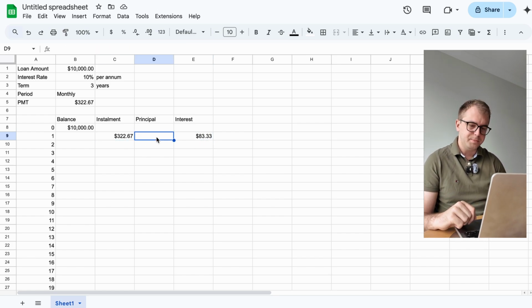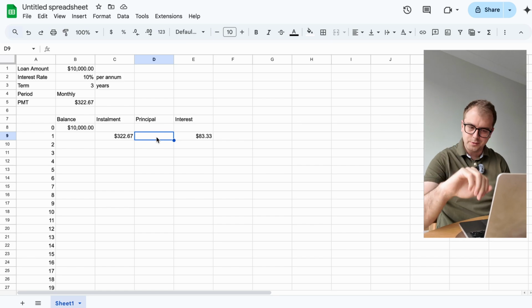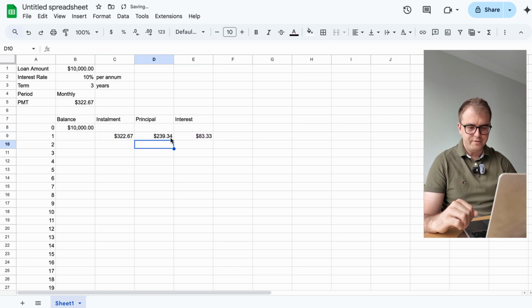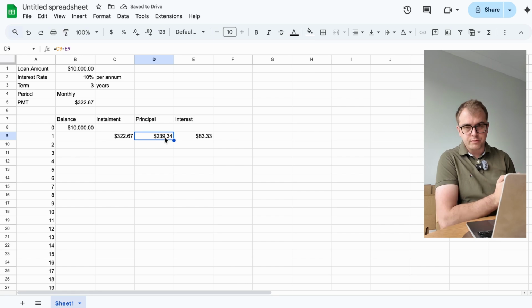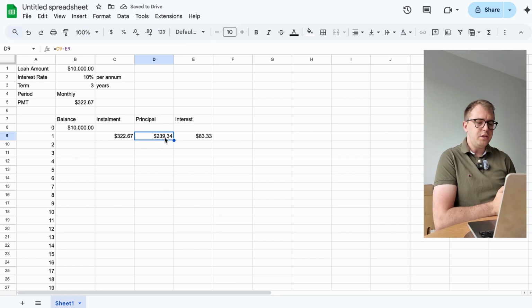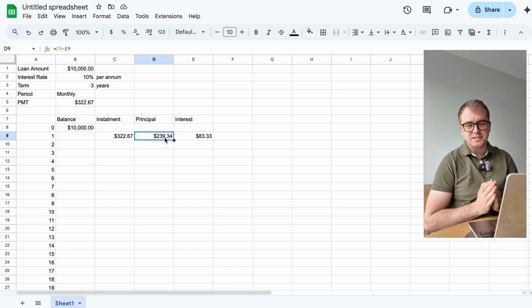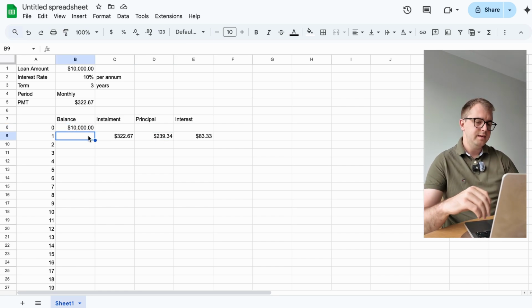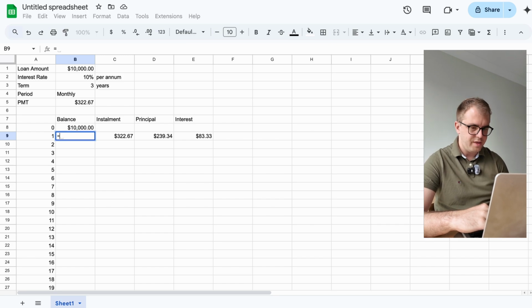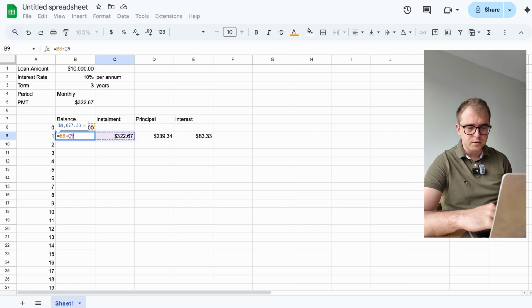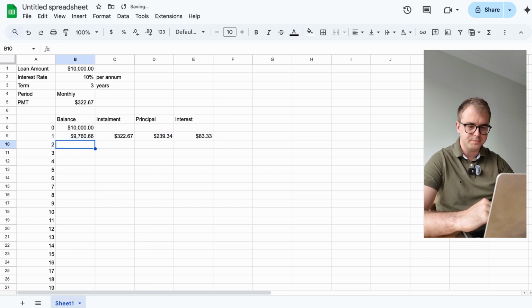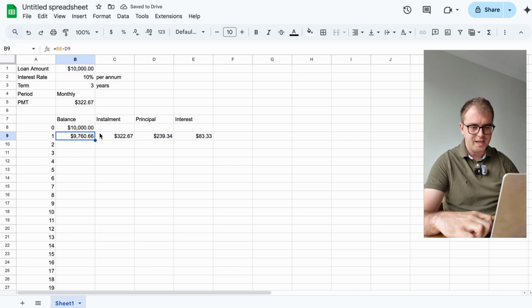So our principal, since principal plus interest equals installment, must be the difference between the two. There we have it. So when we make our first installment of $322, $83 of this is interest and the rest is principal. And that will change throughout the loan as well, because the balance will be declining as we go through. So as you can see here, we started with 10,000, but the principal, us actually paying off that contract, was $239. So we subtract that off, and that's the value we get.